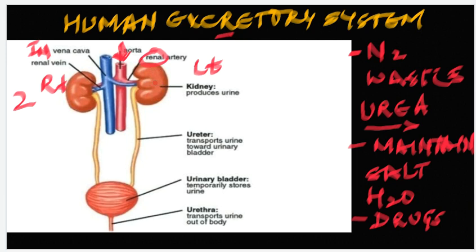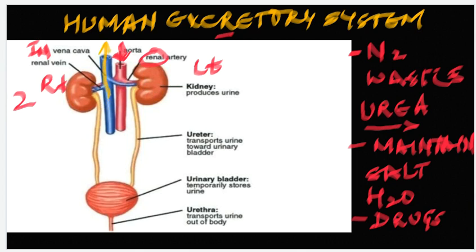Now the deoxygenated blood is moved out of both kidneys via the vein called the renal vein. There are two renal veins, the left renal vein coming out of the left kidney and the right renal vein coming out of the right kidney. Then this deoxygenated blood in the renal veins is drained into the vena cava, and the vena cava carries it back to the heart.